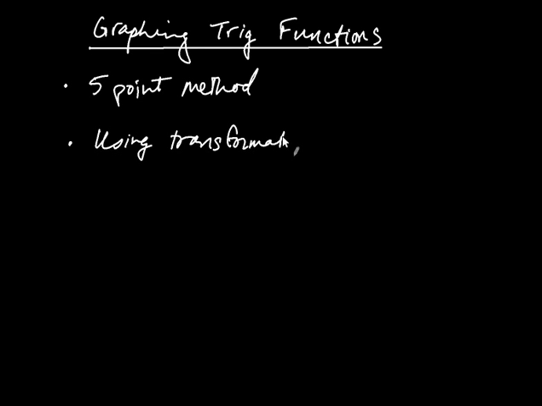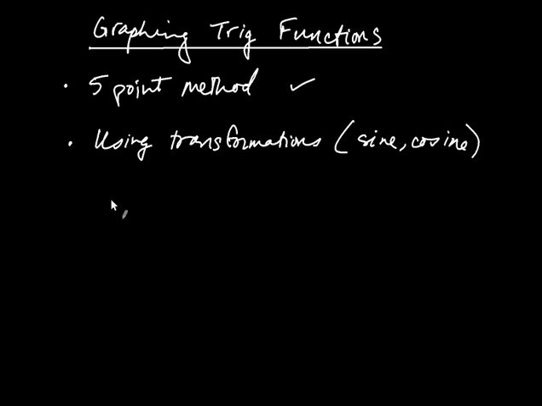Now transformations are mainly used when you're graphing sine and cosine. These are really important in applications like engineering and physics and so on. Like I was saying, we're mainly going to use the 5-point method, but when it comes to sine and cosine, we're also going to view the transformations.